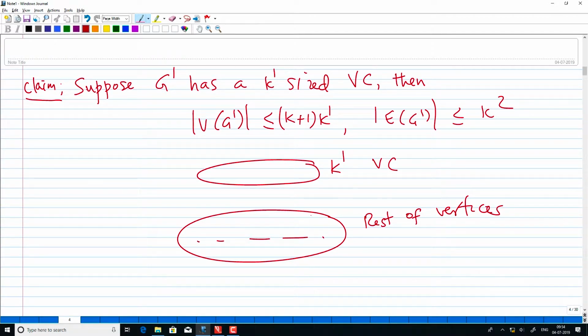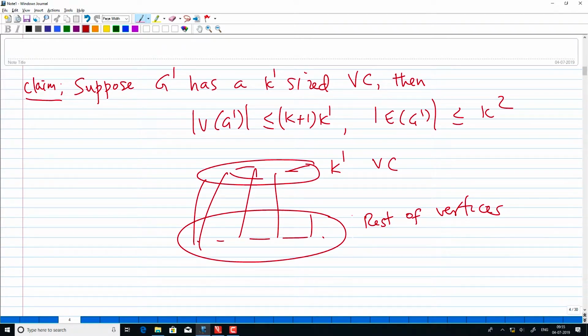What do we know about the vertices, the induced subgraph here? Suppose k prime is the vertex cover of the resulting graph. No edges at all. In this part, there are no edges at all. So all the edges are going here like this, or of course there are edges inside. There are no isolated vertices, and in G prime every vertex has degree at most k.